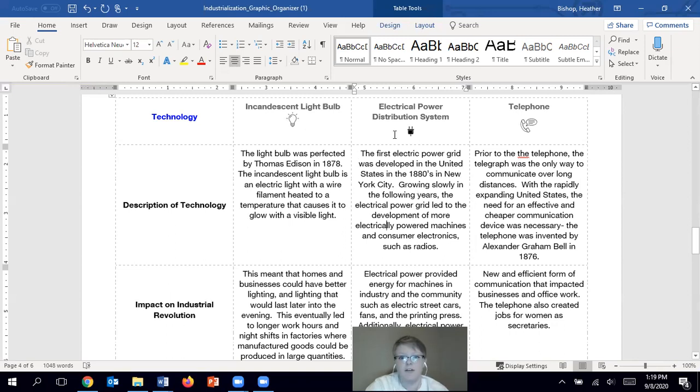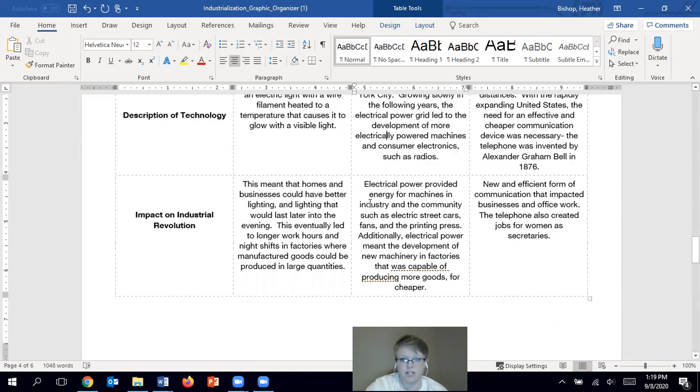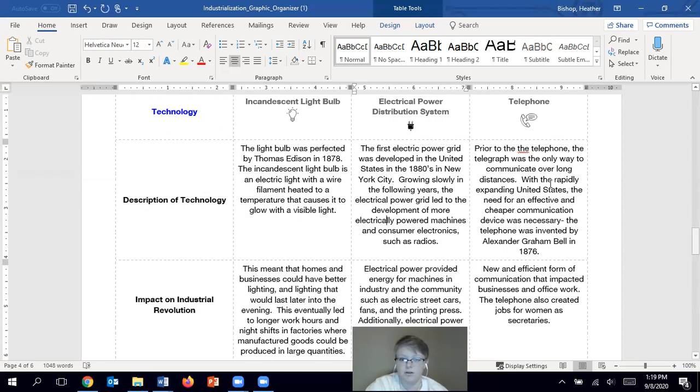An electrical power distribution system. This is an electric power grid. It's developed in the 1880s, and the first one was in New York. They grew slowly over the following years and led to the development of more electrically powered machines. They provided energy for machines in industry and communities, such as electric streetcars, like trams. And they allowed for printing press, fans. Hallelujah, thank God for those. And additionally, electrical power meant the development of new machinery in factories that was capable of producing more goods for cheaper. Then you look at the telephone, created by Alexander Graham Bell.